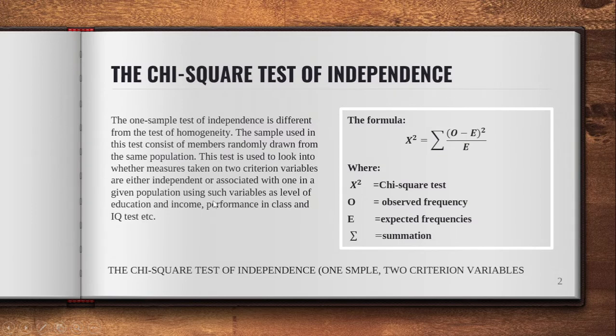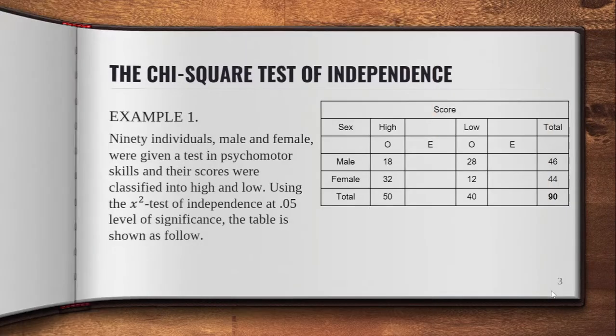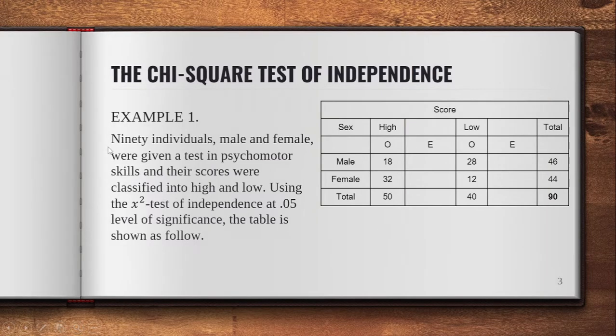So the chi-square test of independence formula is x squared is equal to the summation of the quantity O minus E raised to 2 all over E. Where x squared is the chi-square test, O is equal to observed frequency, E is equal to expected frequencies, and this symbol is summation. Now, in the chi-square test of independence, we have an example.